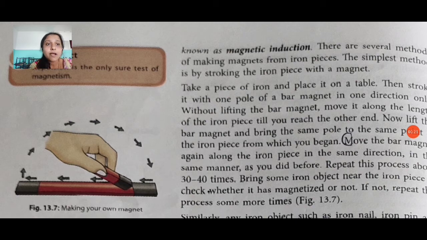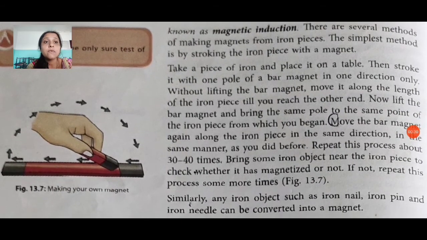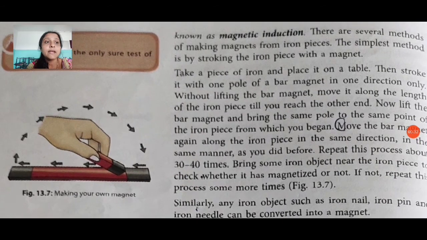Take a piece of iron and place it on a table. Then stroke it with one pole of a bar magnet in one direction only. Without lifting the bar magnet, move it along the length of the iron piece till you reach the other end.